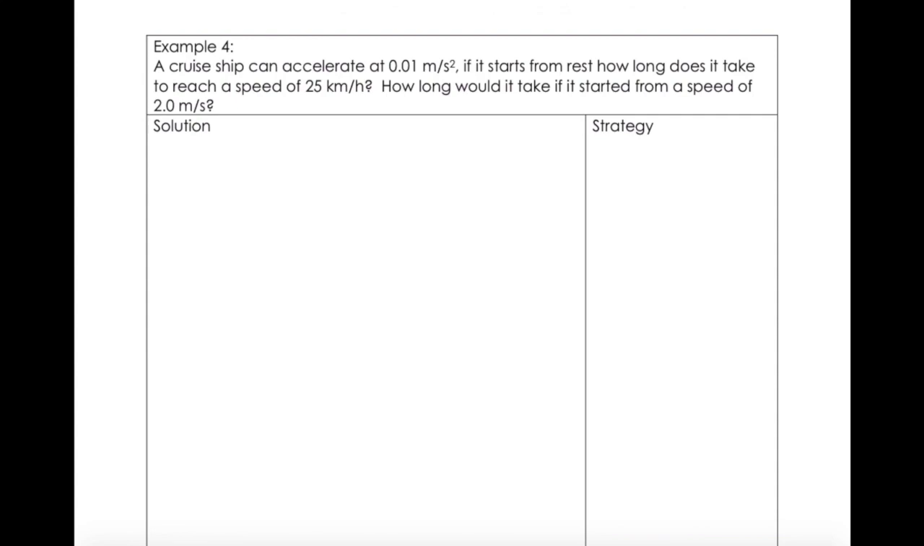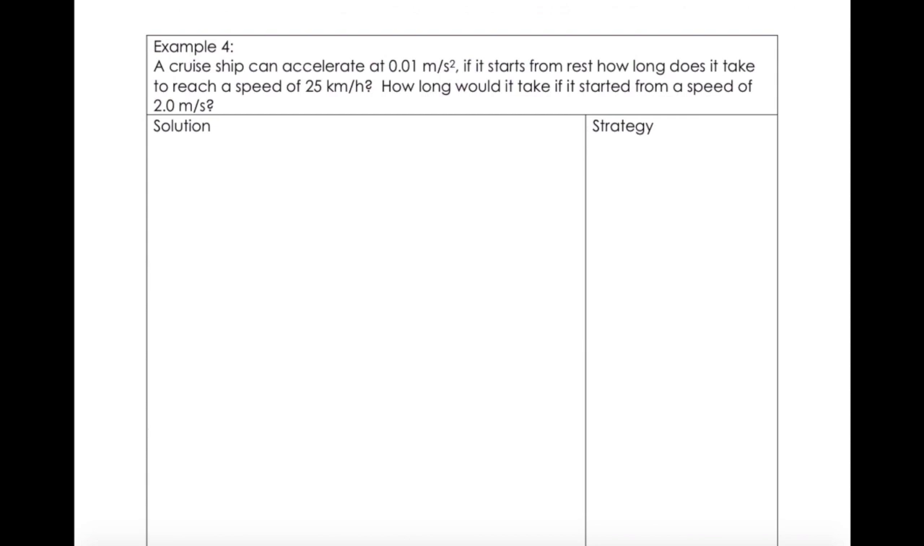This is a continuation of our notes on using the 5 equations of kinematics. Okay, this is example 4. So a cruise ship can accelerate at 0.01 meters per second squared if it starts from rest. How long does it take to reach a speed of 25 kilometers per hour?